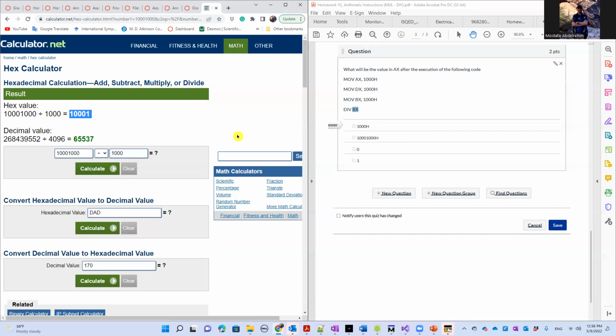So basically there will be an exception error, and the division will not happen. So AX will preserve its value, which is 1000H. So after the operation here, AX will still contain 1000 hex.